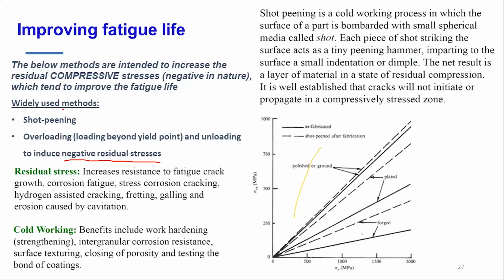One very commonly used method is shot peening, where you have a gun with small metal balls, and those metal balls get impinged on the surface. That's what you call shot peening. They introduce negative residual stresses. The second way is, you overload your component beyond the yield point and then unload it, so the residual stresses will be negative. These are the two ways which will bring your SN curve further up and improve your fatigue life.